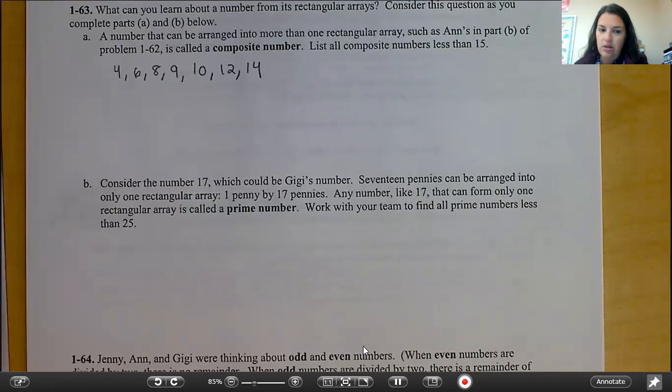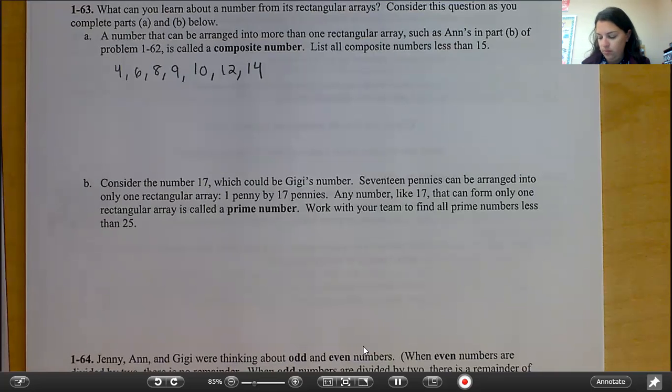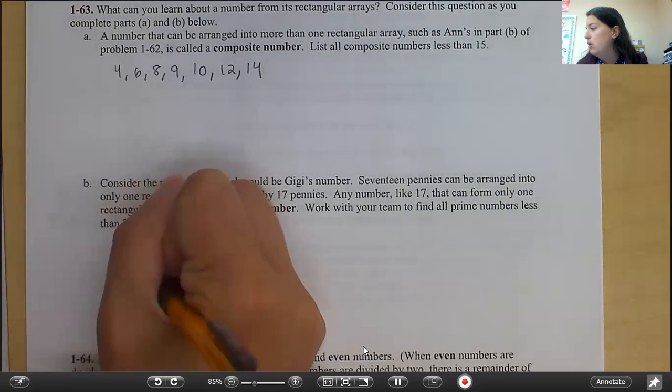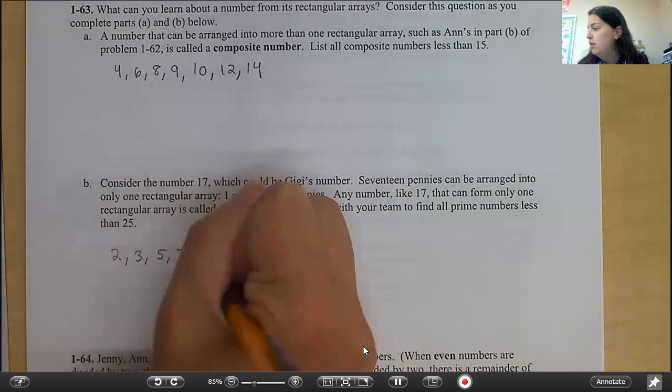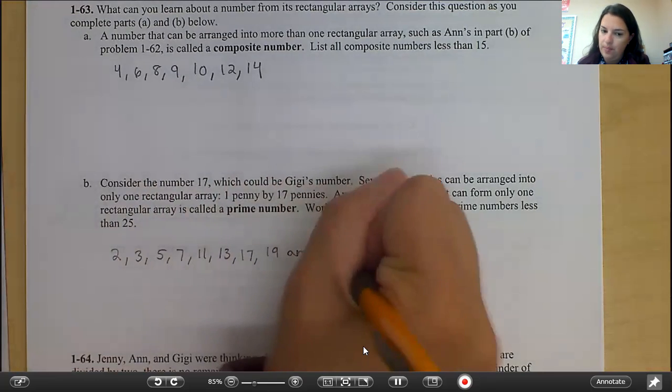B says, consider the number 17, which could be Gigi's number. 17 pennies can be arranged into only one rectangular array, 1 penny by 17 pennies. Any number like 17 that can form only one rectangular array is called a prime number. Work with your team to find all prime numbers less than 25. So they can just be arranged in one array. Hopefully you came up with the following list: 2, 3, 5, 7, 11, 13, 17, 19, and 23.